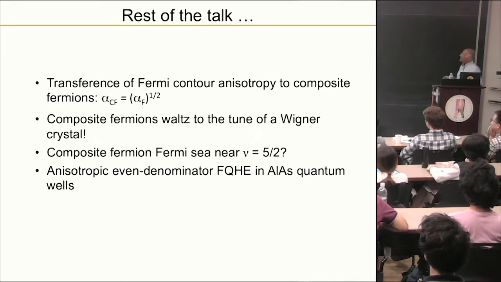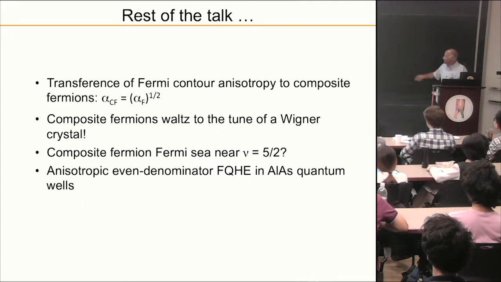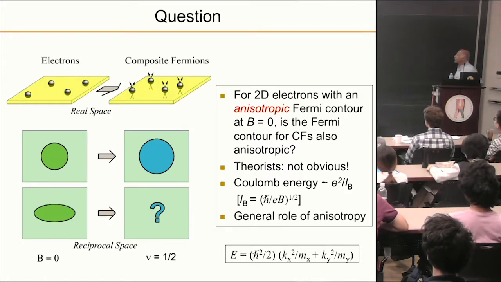Okay, so these are the topics in these systems. One of them is the transference of Fermi contour anisotropy to composite fermions. Composite fermion waltz to the tune of a Wigner crystal near 5½ and then at the end the aluminum arsenide electrons which are anisotropic. So these don't make much sense to you yet, but we go on, you can see it.